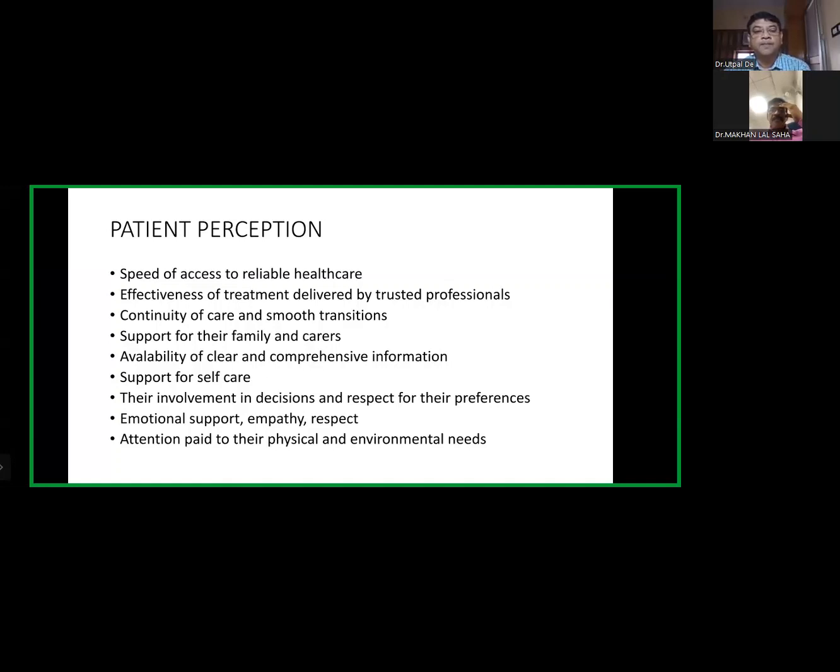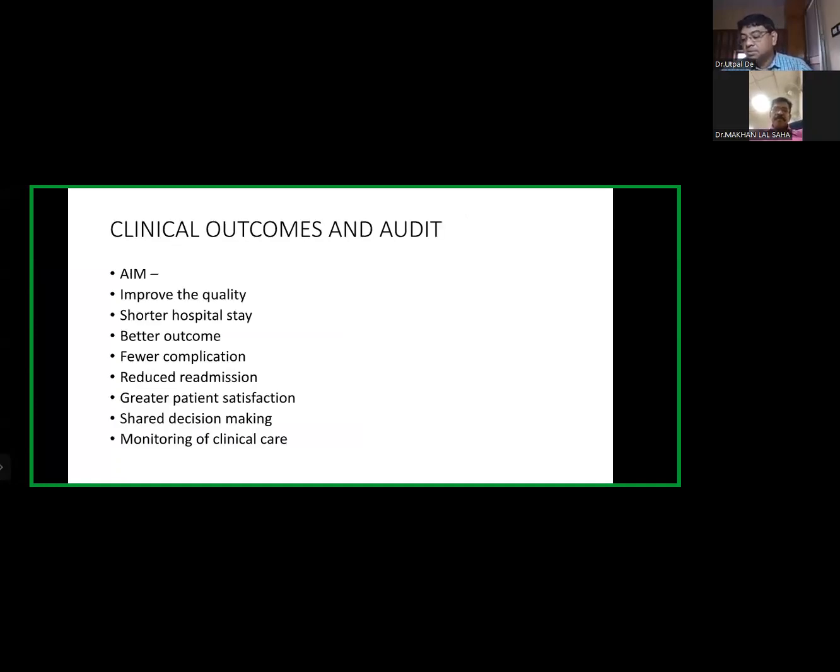And then about the organizational structure and systems, their quality is measured in terms of availability of resources required to deliver proper care. So these are the things we take into account while we measure the quality of healthcare. For clinical outcomes and audits, the aim is to improve the quality, shorten the hospital stay for better outcome, fewer complications, reduced readmission, greater patient satisfaction, shared decision making with the patient, and monitoring of clinical care.